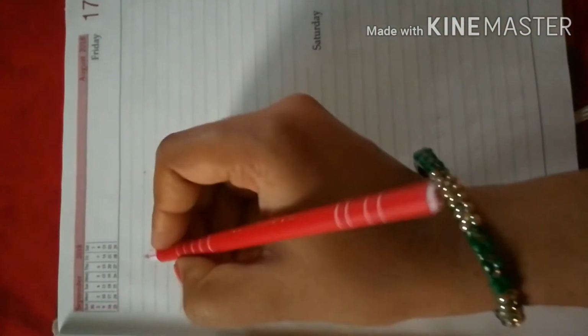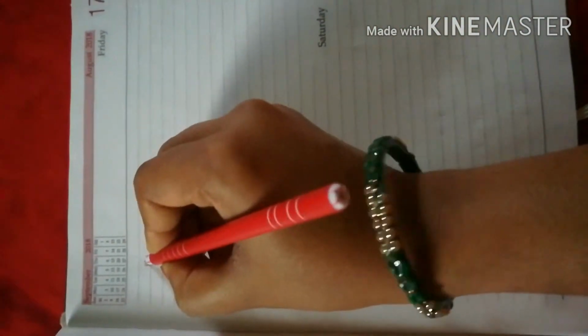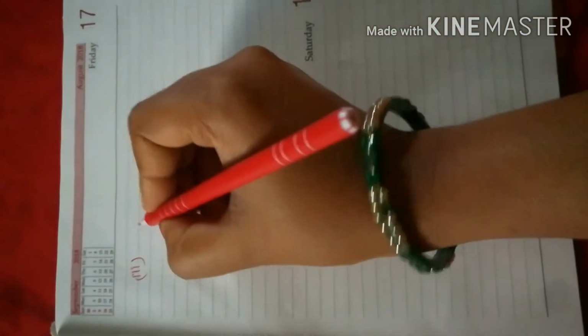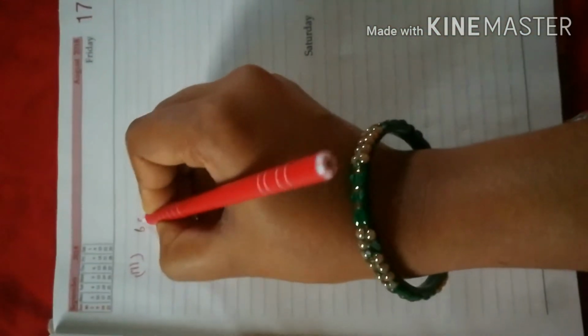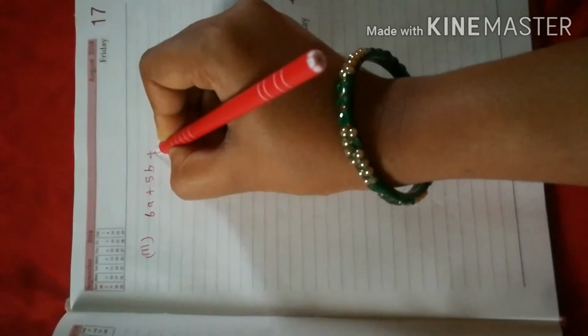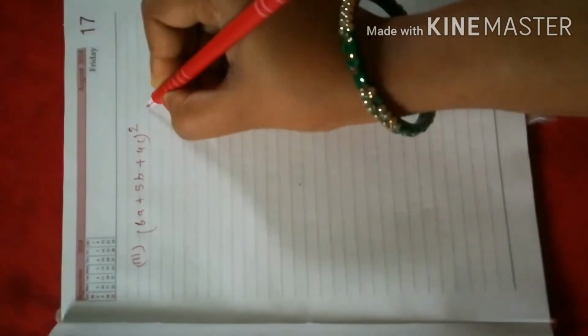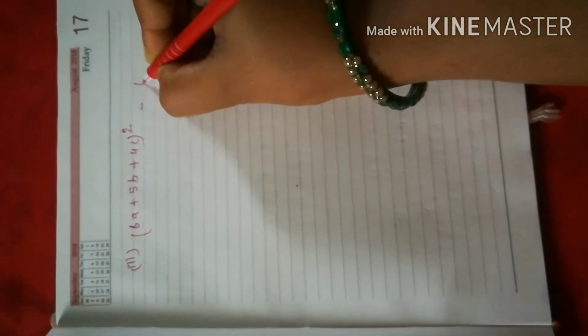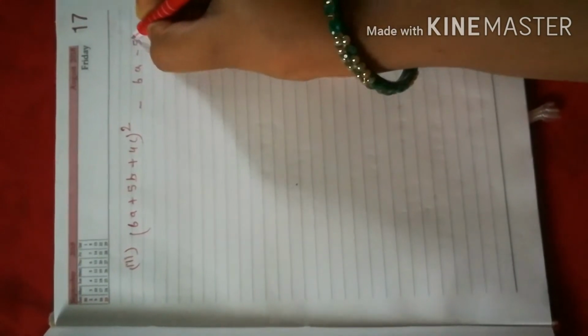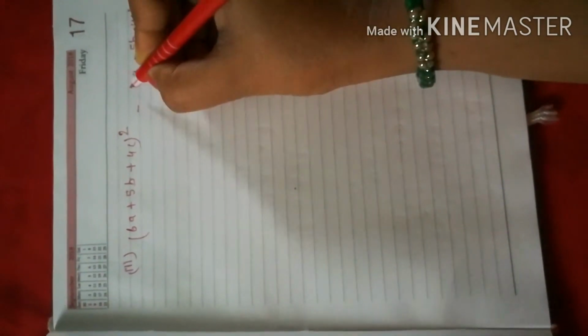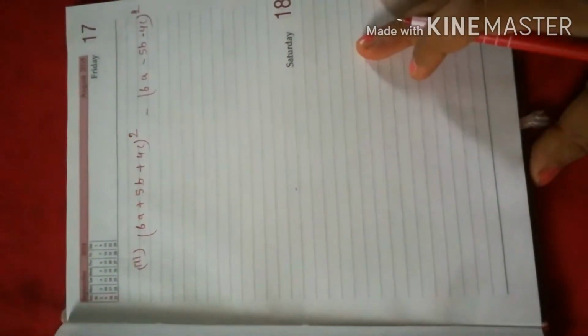Now we will do our question number 3. Question number 3 is 6a plus 5b plus 4c whole square minus 6a minus 5b minus 4c whole square.